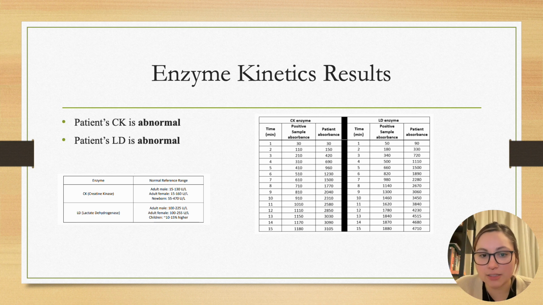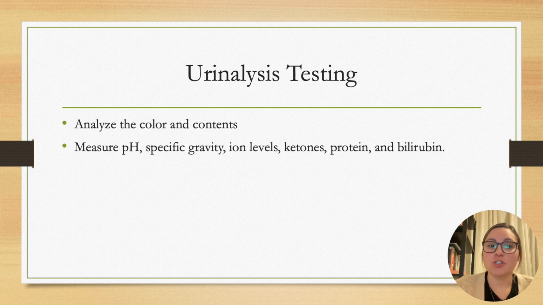So here are our enzyme kinetic results for our patient. Both the CK and the LD are abnormal. We can see by their measurements the patient's absorbance rate is not what we want it to be, and both are high. So next, we do a urinalysis test.